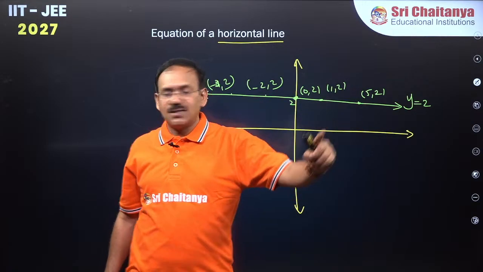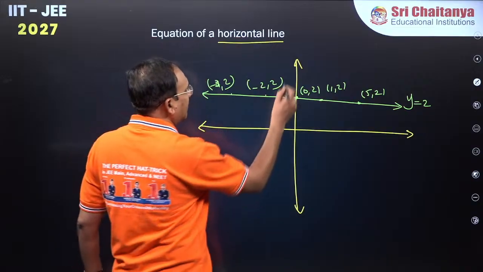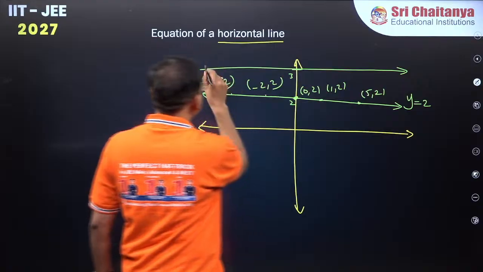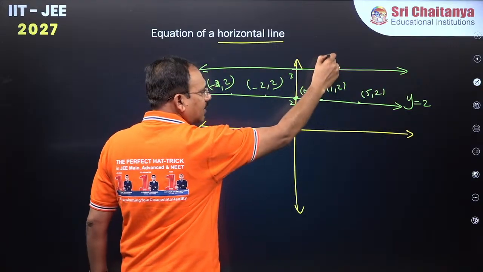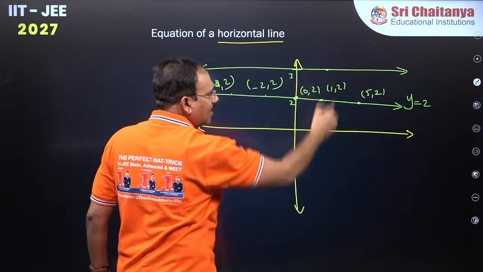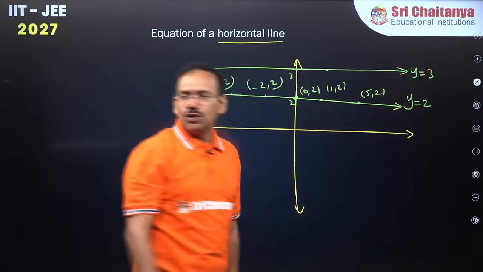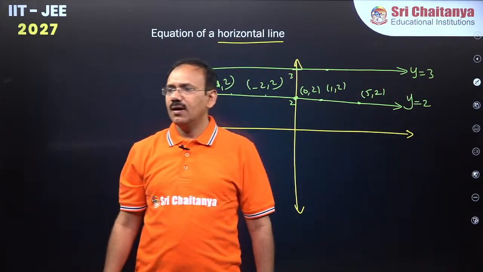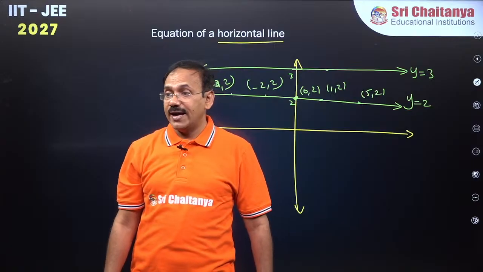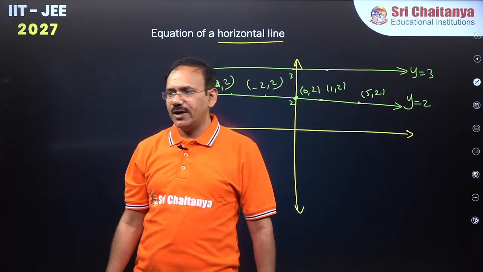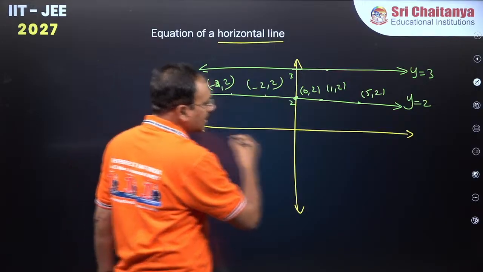Am I correct, guys? If I take a line, suppose it is at 3, let me take a line. If you take any point here, the x coordinate may vary, but the y coordinate is 3. Can I call this line y = 3? Can I say that this particular line is y = 3? Right? Wonderful. So what about this line equation?